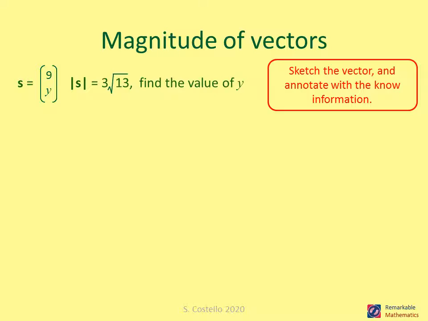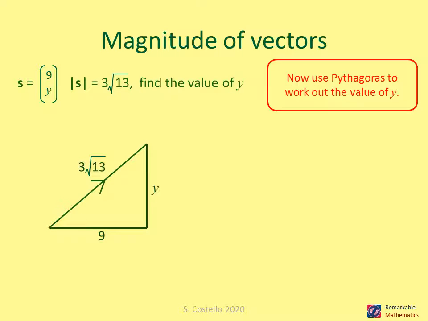Sketch the vector and annotate with the known information. So there's our vector. We know that the hypotenuse is 3 root 13, we have a side length of 9, and one of the shorter sides is missing. So now we're going to use Pythagoras to work out the value of y. Well, we know that 9 squared plus y squared equals 3 root 13 squared. So we're going to move the 9 to the other side to isolate the y. So we now have y squared equals 3 root 13 squared minus 9 squared.